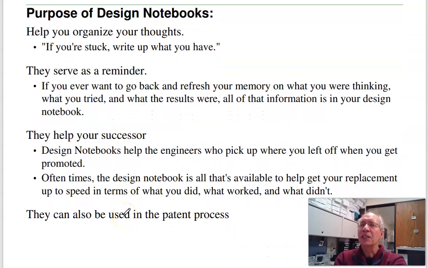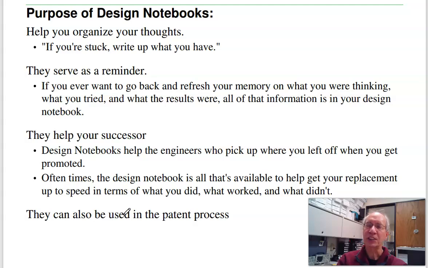The purpose of the design notebook is to help organize your thoughts. That's one of the techniques my advisor had when I was working on my PhD, saying if you're stuck, write up what you have. When you write it up, it forces you to organize your thoughts. Then you can see where the holes are. Your design notebook serves as a reminder. If you ever want to go back and refresh your memory as to what you were thinking, what you tried, what the results were, all that information is in your design notebook.